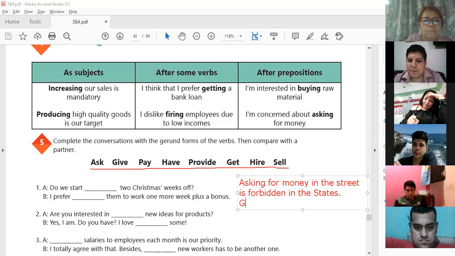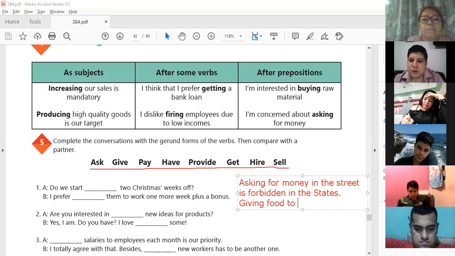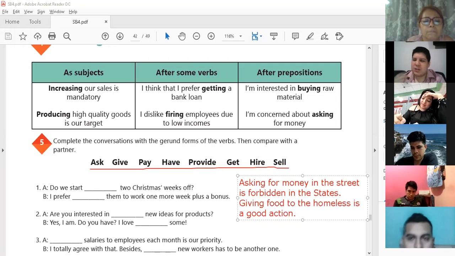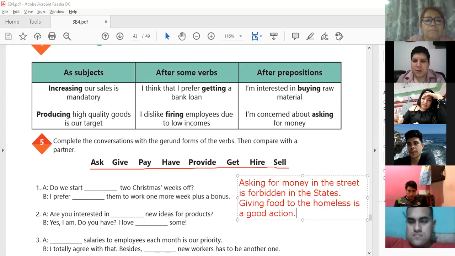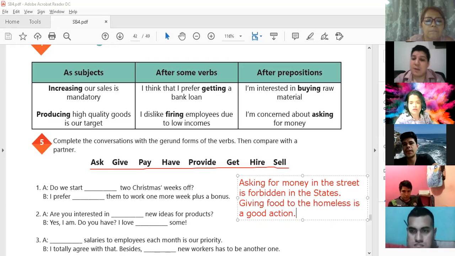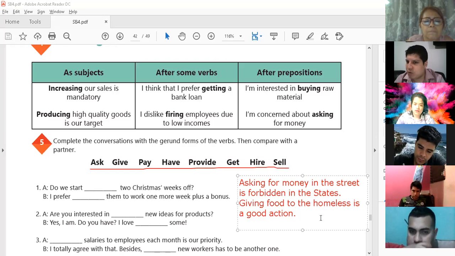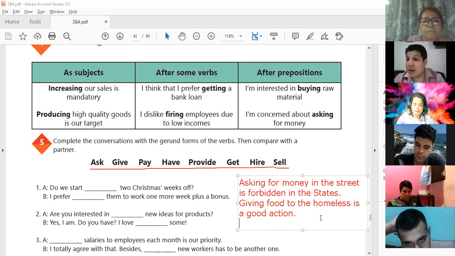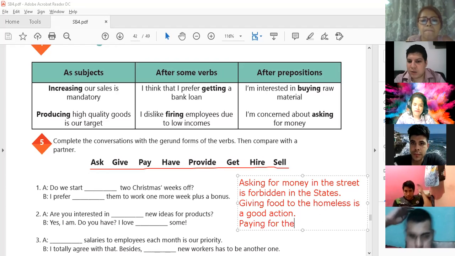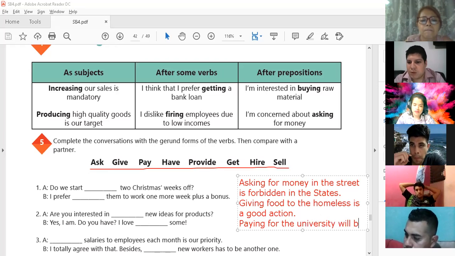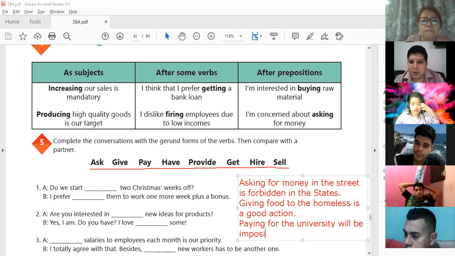Another. Giving food to the homeless is a good action. Darle comida a los, ¿cómo se dice homeless? The people who have no house. Necesitados. Indigentes. Darle comida a los indigentes es una buena acción. Obviamente ustedes van a ocupar. Pagar la universidad. Paying for the university will be, va a ser, impossible.